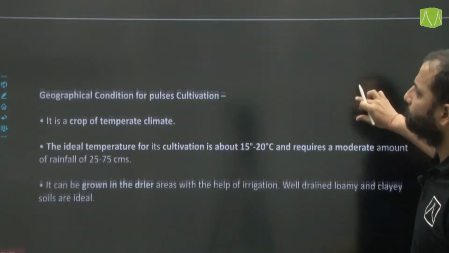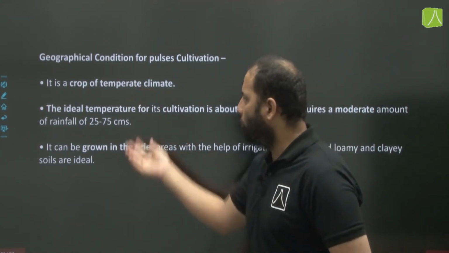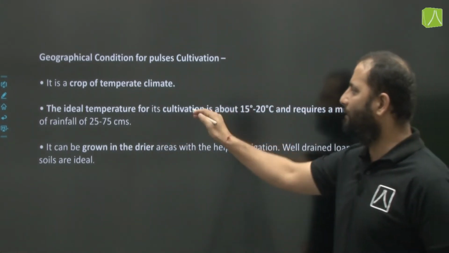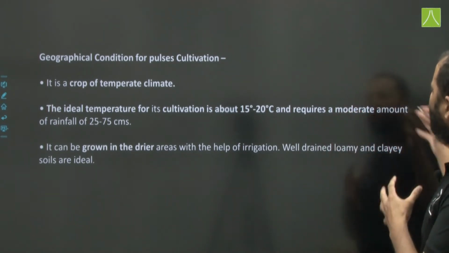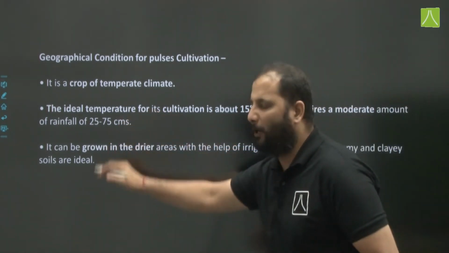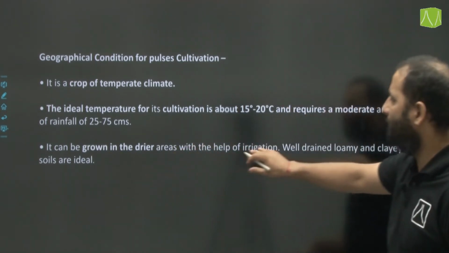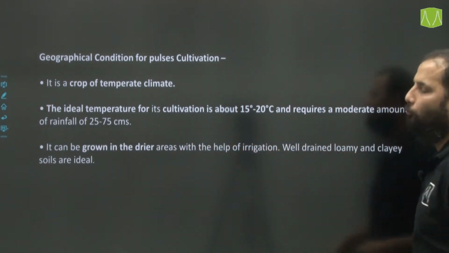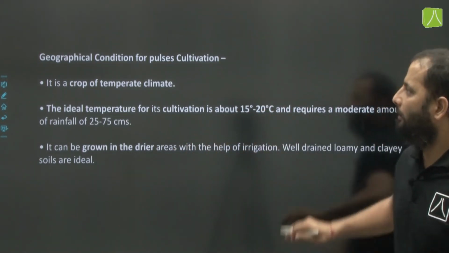Next are the geographical conditions for pulses cultivation. It is a crop of temperate climate, the ideal temperature for its cultivation is about 15 to 20 degrees Celsius, and it requires a moderate amount of rainfall from 25 to 75 centimeters. It can be grown in drier areas as well as with the help of irrigation, and well drained loamy and clay soils are ideal for the growth of pulses.